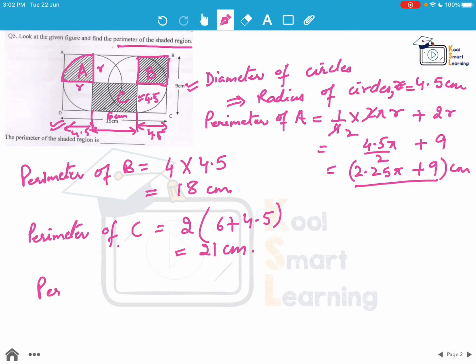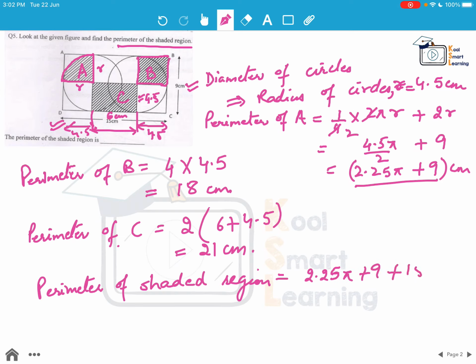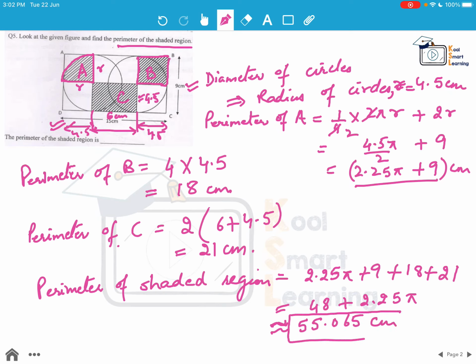So what is the total perimeter of the shaded region? It is just the perimeter of A, B and C added together. So this becomes 2.25 pi plus 9 plus 18 plus 21. So this becomes 48 plus 2.25 pi. This can be approximated to 55.065 centimeters. So this is the answer to this question. Or if we have to write it in terms of pi, then 48 plus 2.25 pi is the answer.